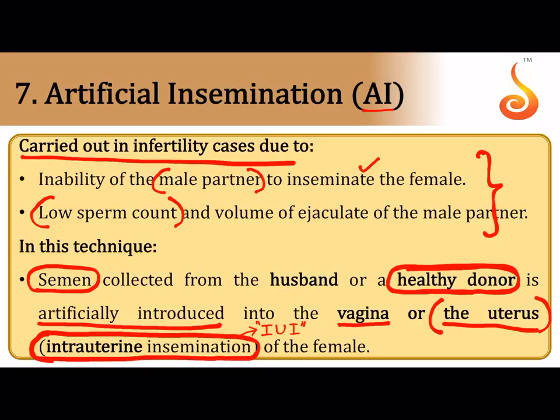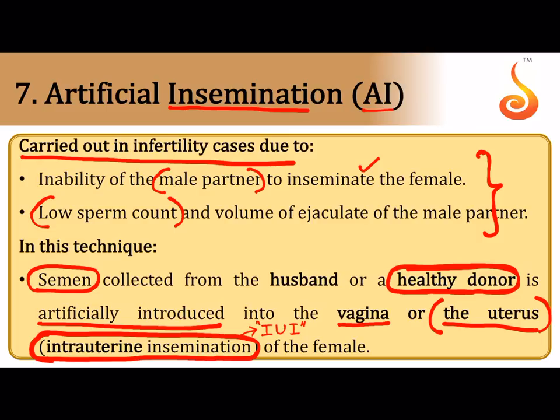When do you call artificial insemination as IUI? If the semen from the husband himself or from a donor male is deposited directly into the uterus, then it is called intrauterine insemination. If it is introduced into the vaginal canal, then it is simply called AI, artificial insemination.